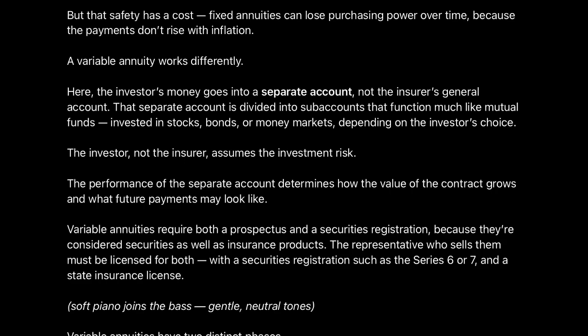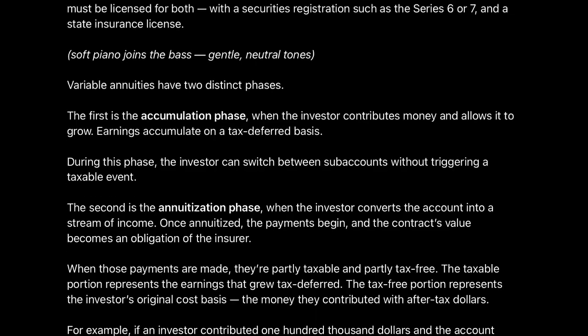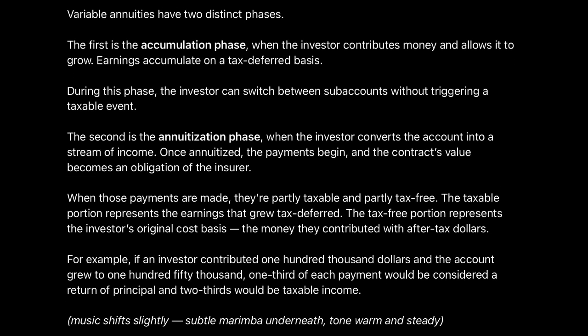The representative who sells them must be licensed for both, with a securities registration such as the Series 6 or 7 and a state insurance license. Variable annuities have two distinct phases. The first is the accumulation phase, when the investor contributes money and allows it to grow. Earnings accumulate on a tax-deferred basis. During this phase, the investor can switch between sub-accounts without triggering a taxable event.